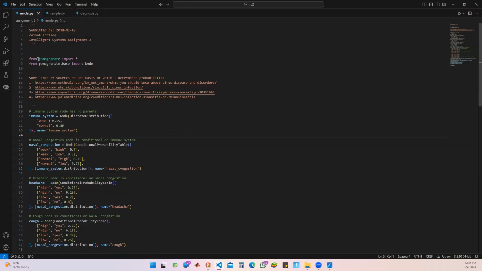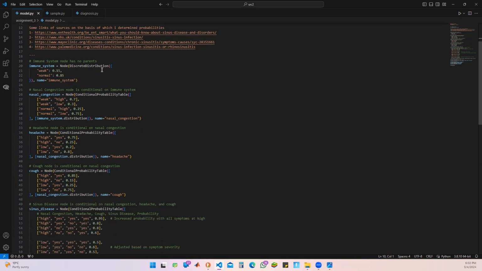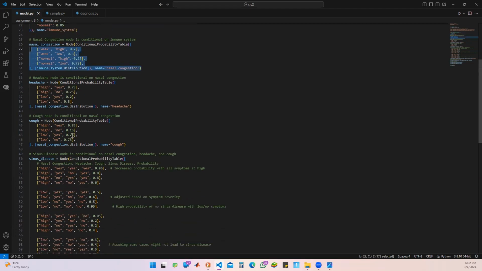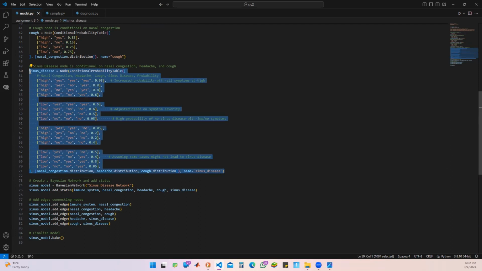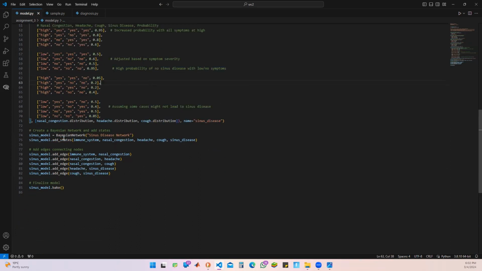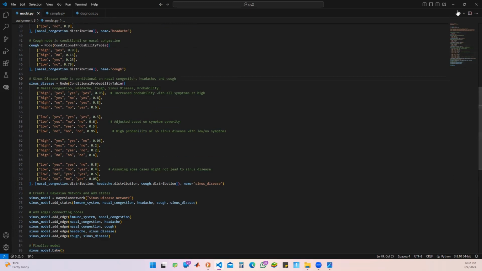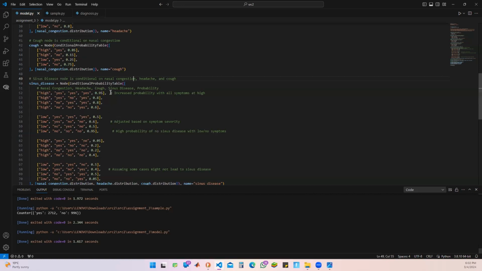So by using the pomegranate library, we have created our Bayesian network over here for immune system, nasal congestion, headache, cough, and so on. And then we've computed 16 different of these probabilities if sinus disease exists or not. We have created a Bayesian network, added some edges, and after that we have baked our model. Let's run it. And it runs successfully.